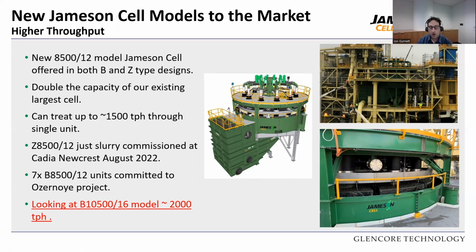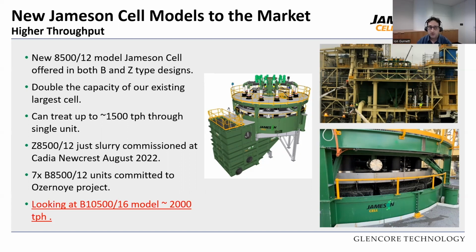Those that don't know our naming convention, the number in front, so like B65, is the length of the cell, so 6.5 meters. Then the 24 is the number of downcomers. This cell itself can treat up to 1500 tons per hour, and we proved it at Cadia, where we commissioned one of these cells back in August 2022.